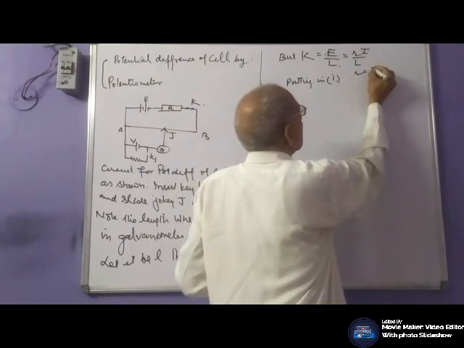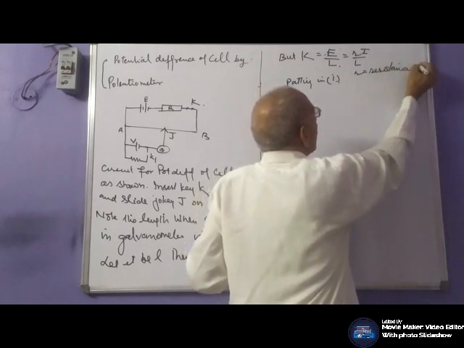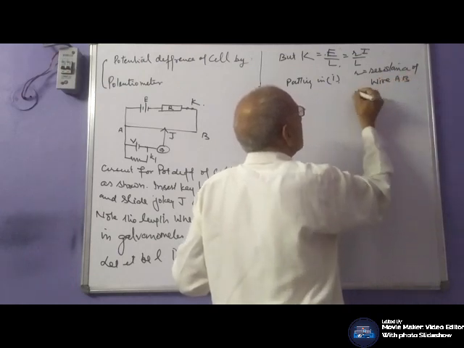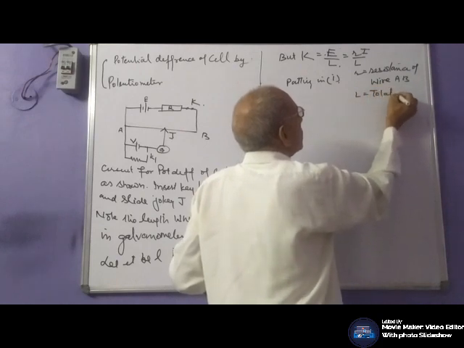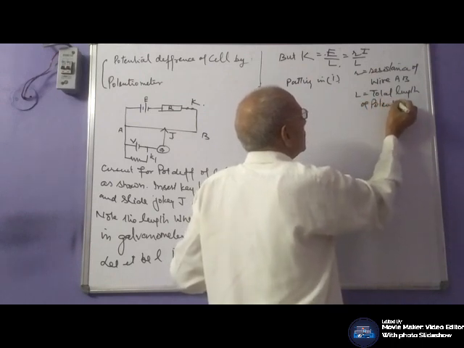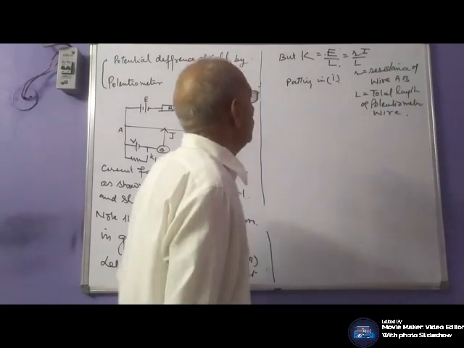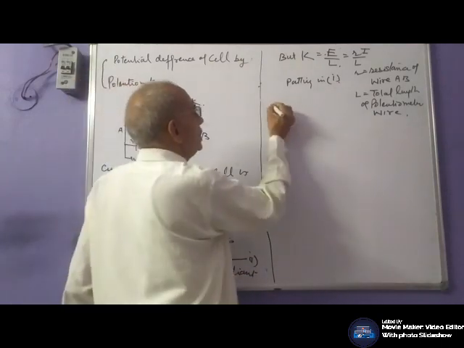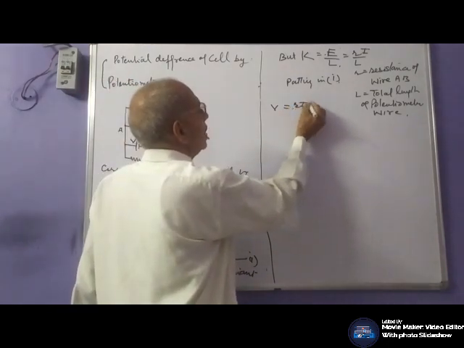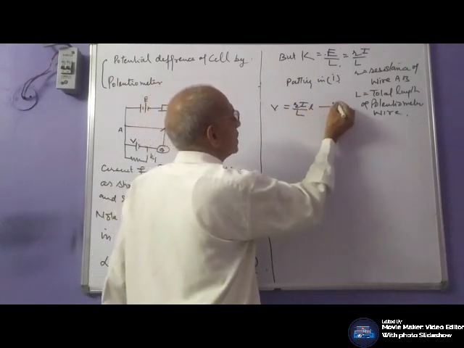what is R? Resistance of wire AB, L total length of potentiometer wire. Putting in first, V is KL, K is R I by L, into L, number second.